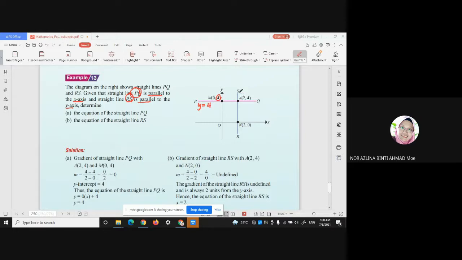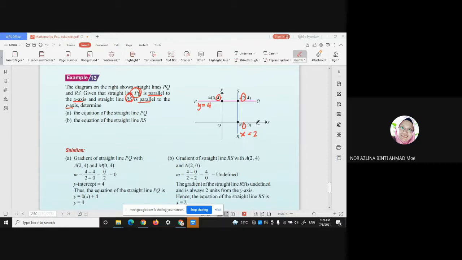When the line is parallel to the y-axis and passes through the x-axis at x value 2, we know the equation is x equal to 2. Why not y equal to 2? Because this line intersects at x. We get the value x equal to 2, not y. Y has different values, so we cannot write y.